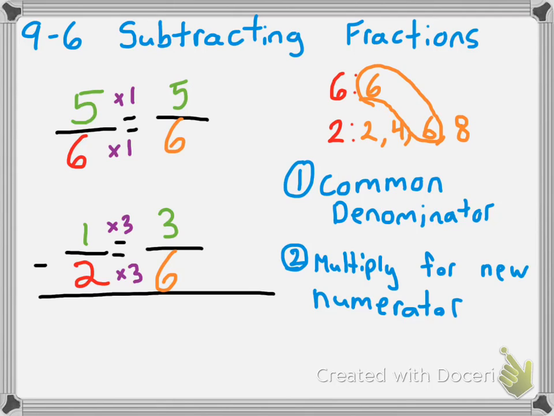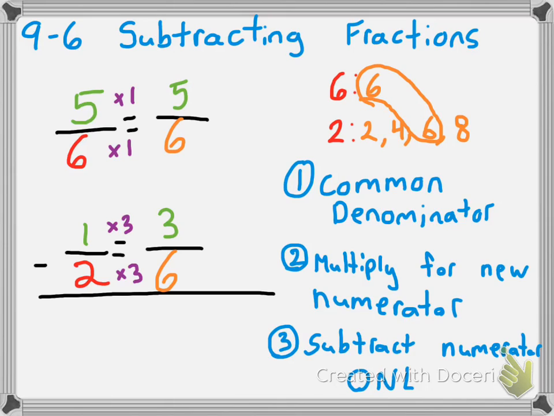So 5/6 minus 3/6. We're only going to subtract the numerator. Only the numerator. So 5 minus 3 is 2. And then the denominator stays the same. So my final answer is 2/6. Let's look at number 1 in your practice worksheet.